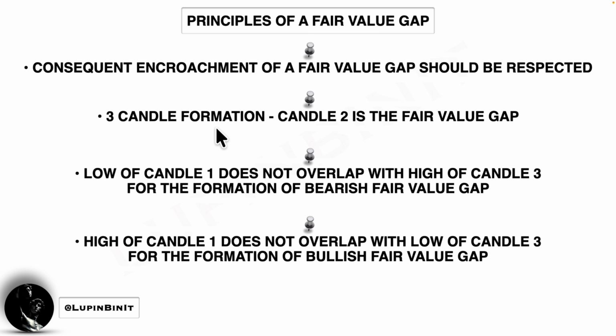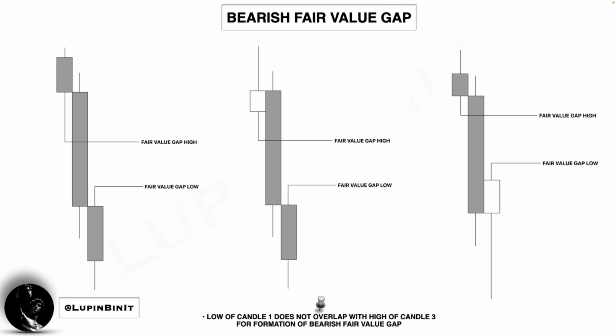So it is a 3 candle formation. Candle 2 is the fair value gap. So the low of candle 1 does not overlap with the high of candle 3 for the formation of a bearish fair value gap. And then the high of candle 1 does not overlap with the low of candle 3 for the formation of a bullish fair value gap. Once again, may seem confusing in plain text, but schematics will clear up that confusion.